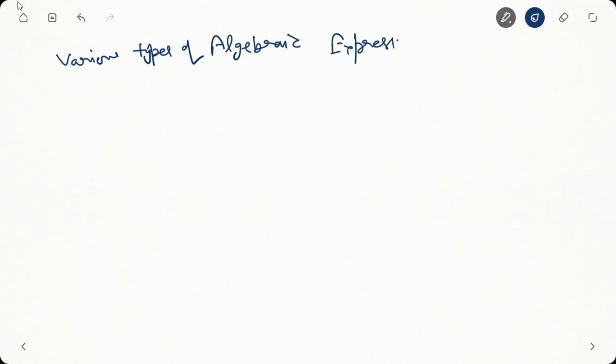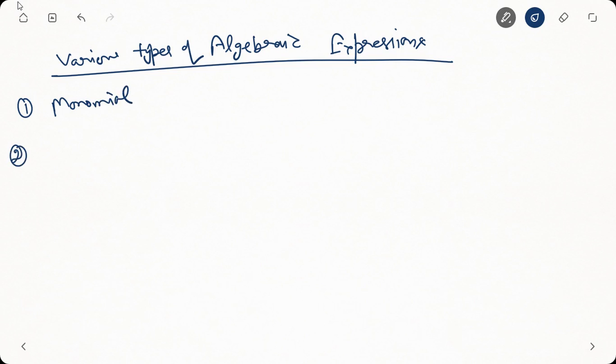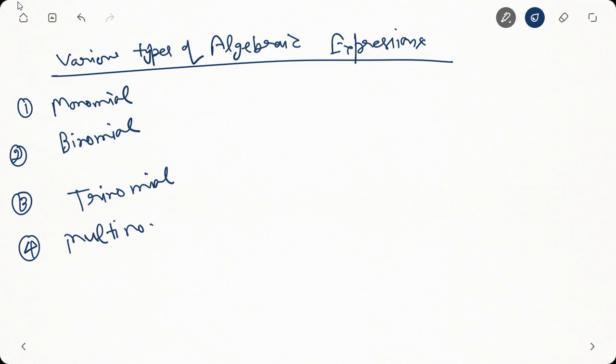So let's go through that. Various types of algebraic expressions. First one is monomial. Second is binomial. Third one is trinomial expressions, and last one is multinomial expression. So this is very simple.